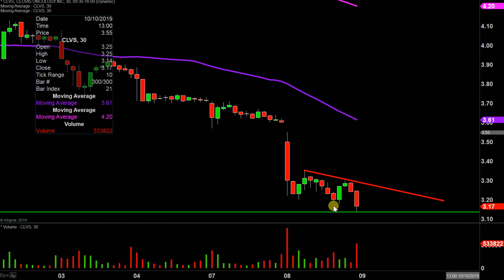But all in all, yeah, definitely a rough movement today, but we'll see if the price can get some sort of breakout back to the upside.